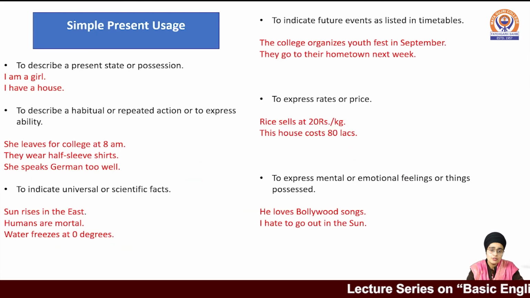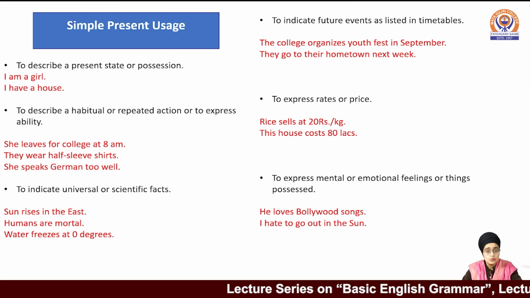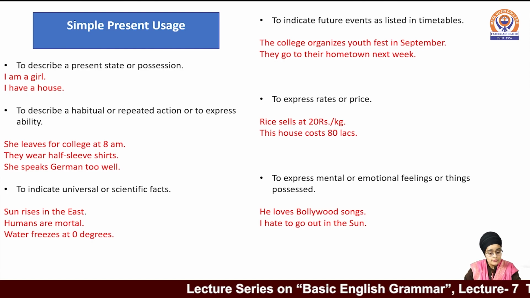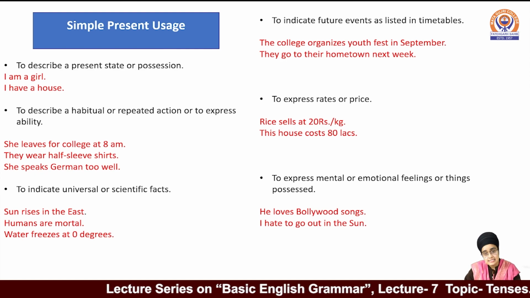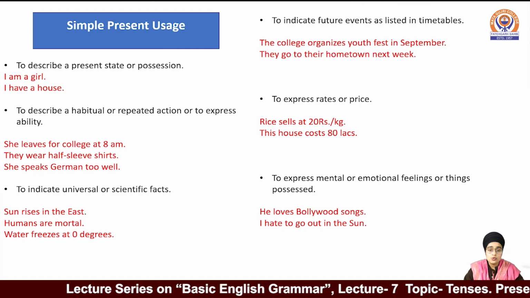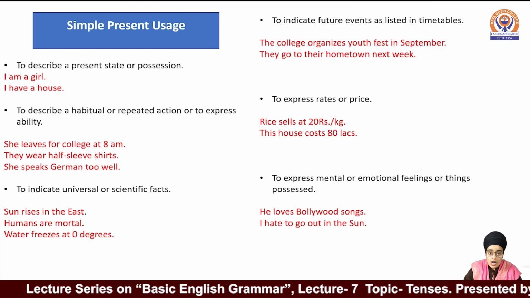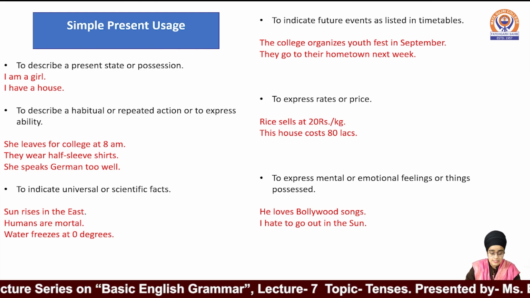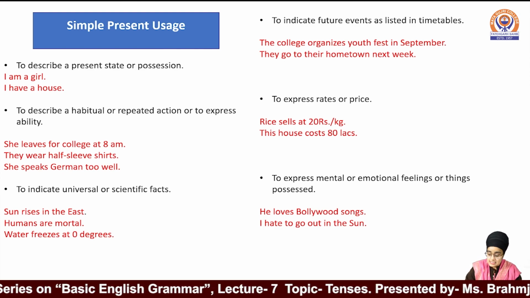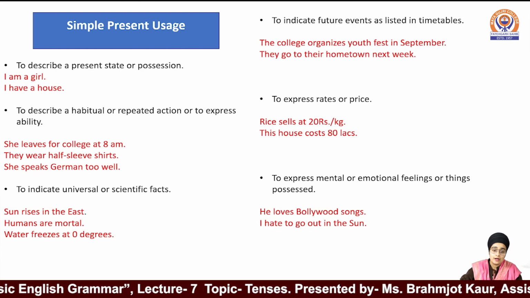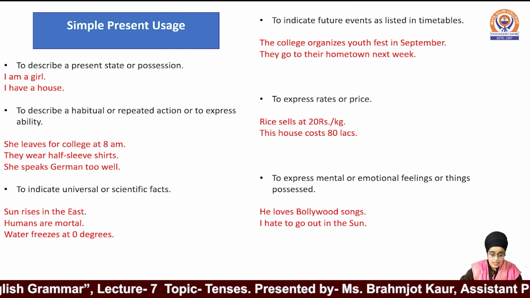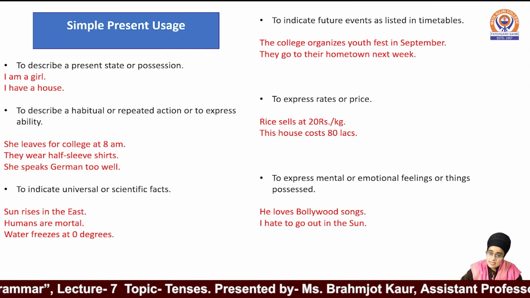Okay, so now I am giving you several usages for simple present tense. These are instances wherein you will definitely use the simple present tense. So first, simple present tense is used to describe a present state or a present possession. So I am a girl, I have a house, so all of these, the present state. Second instance, simple present tense is used to describe something which is habitually done, which is repeated every day, something which expresses an ability.